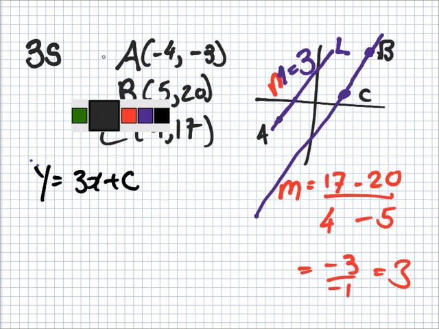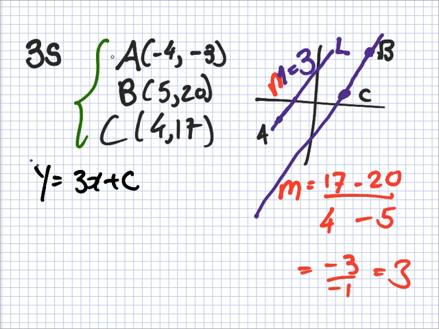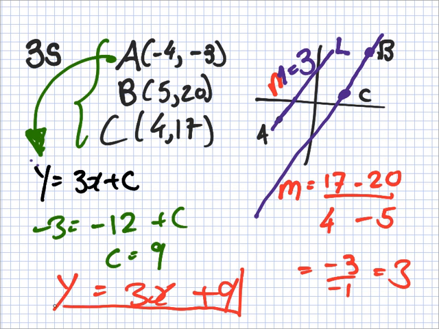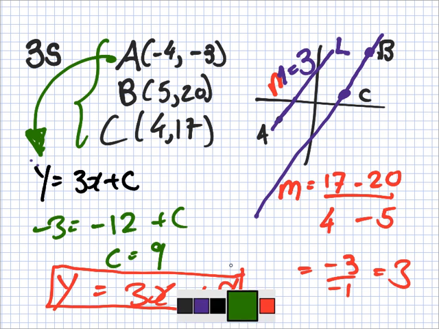And what point do I sub in? I have to use A. Can't use anything else. Have to use A. So I get -3 equals -12 plus c. Yeah, b in some countries, c in this country. So c is 9. So y equals 3x plus 9. So write that down if you need to.